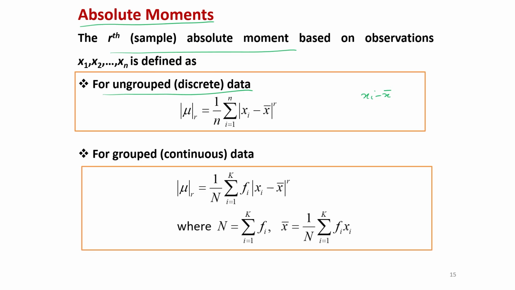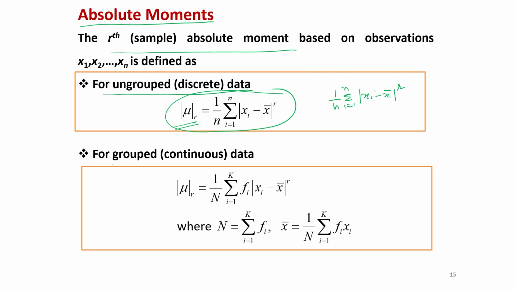Well, that can be any point actually, but I am considering the arithmetic mean, because this is how these absolute moments are defined. Then you consider its absolute value, and then you take its rth power, and then find out its arithmetic mean, 1 upon n summation i goes from 1 to n. So this is called the rth absolute moment, and this is denoted as absolute value of mu r. So this is 1 upon n summation i goes from 1 to n absolute value of xi minus x bar raised to the power of r.